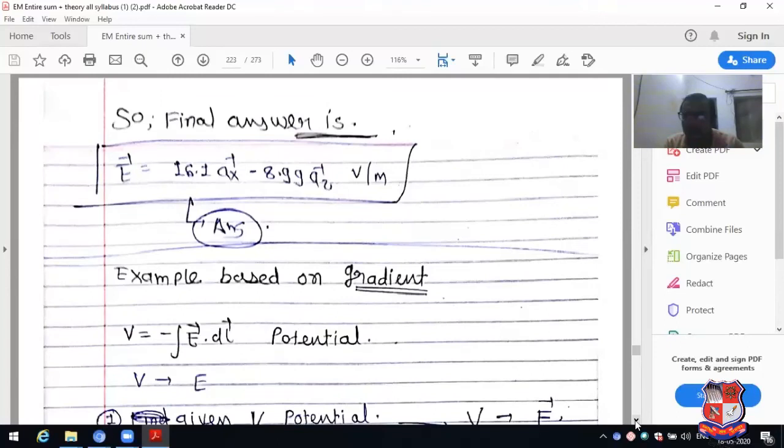So this is the concluding part related to the example of electric field using the line charge equation rho L divided by 2 pi epsilon 0 R. Electric field generated due to line charge.